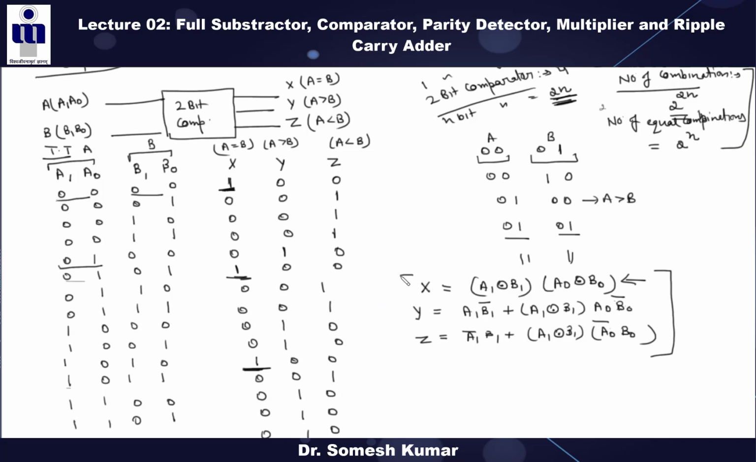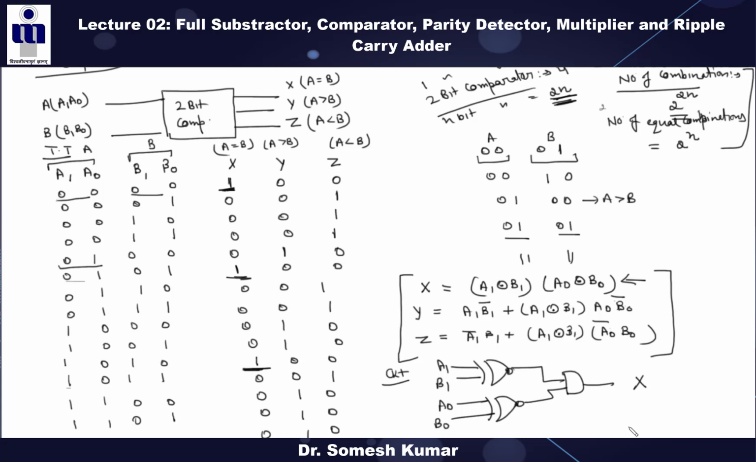So from these expressions, can you design this circuit for the same? Yes, you can easily draw the circuit. Here A1, B1 is an XNOR basically. Similarly, here you can take A0, B0, and both XNOR outputs are given to this AND gate. This is your X. Similarly, you can do it for Y and Z. Any doubt in the comparator? Okay.